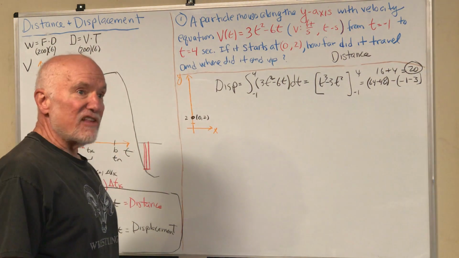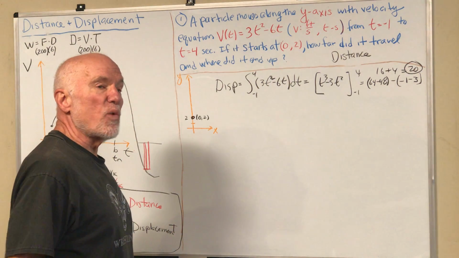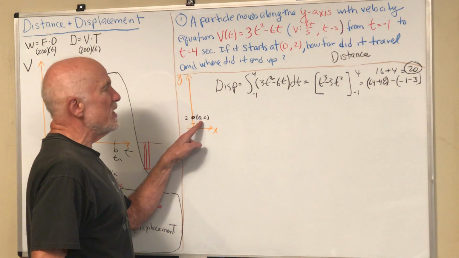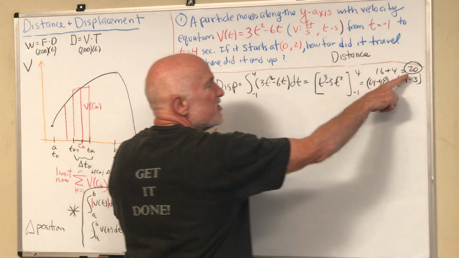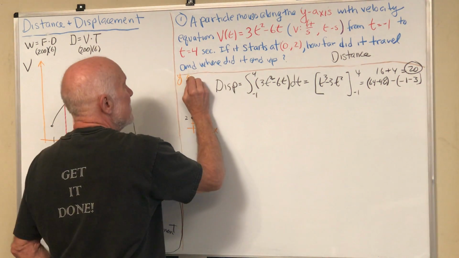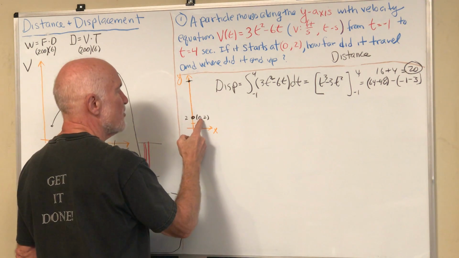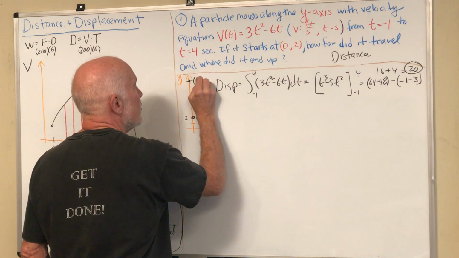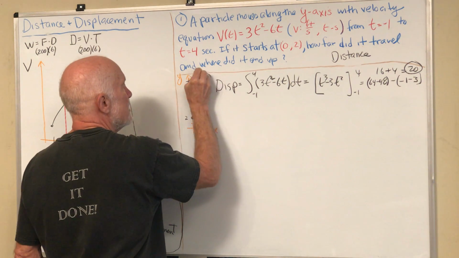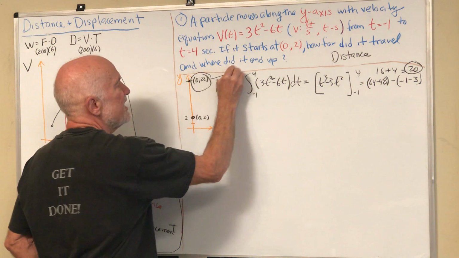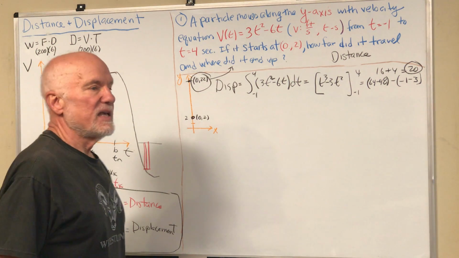Now, it never really asks for the displacement. It asks for where it ends up. Well, if it started out at (0, 2) and displaces a positive 20, it's going to go up here. It's going up and down the y-axis, so it went from (0, 2) up to (0, 22). So that would be one of your answers right there. Where did it end up?